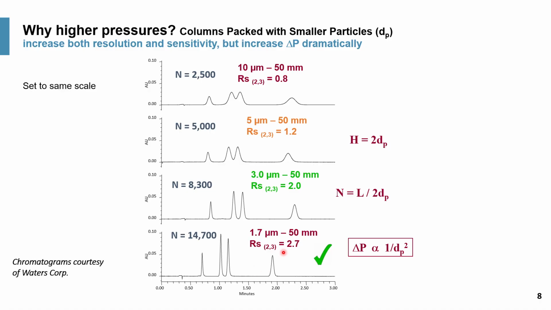Now, unfortunately, part of the physics is the fact that the pressure drop of the smaller particle column is proportional to 1 over dp squared. So by decreasing the particle size 6 times, the pressure drop of the same length of the column is increased by 36 times. So that's the reason why you need a system called ultra high pressure LC with higher system pressure.